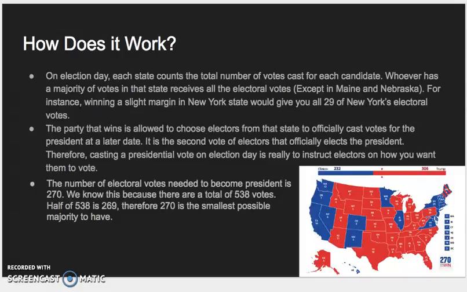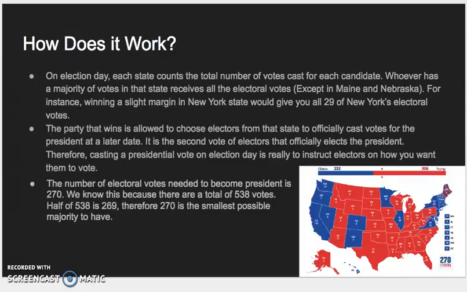50.01% of the vote in New York, well, that's a slight majority, and no matter how slight it is, you will get all 29 of New York's electoral votes. If you were to win a slight majority in Texas, you would get all 38. So it's a winner-take-all system in every state except for Maine and Nebraska.